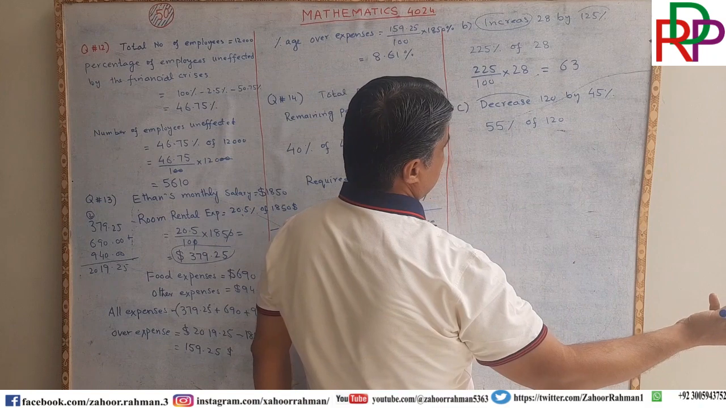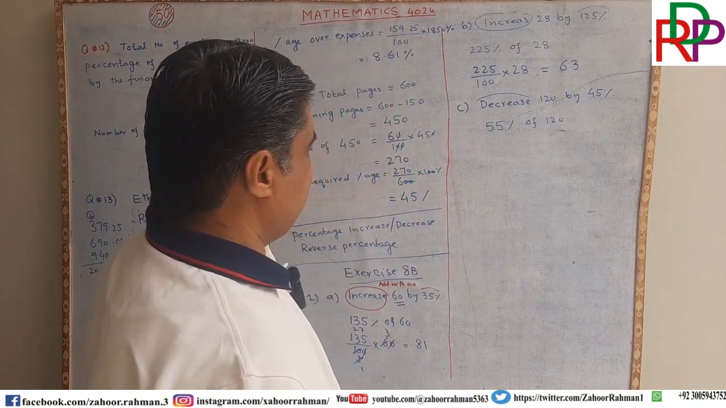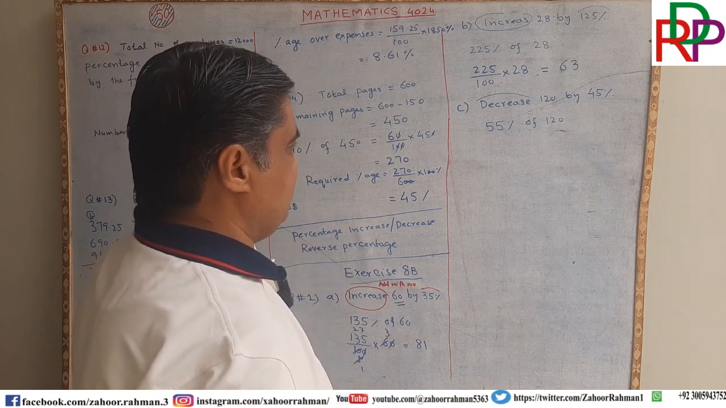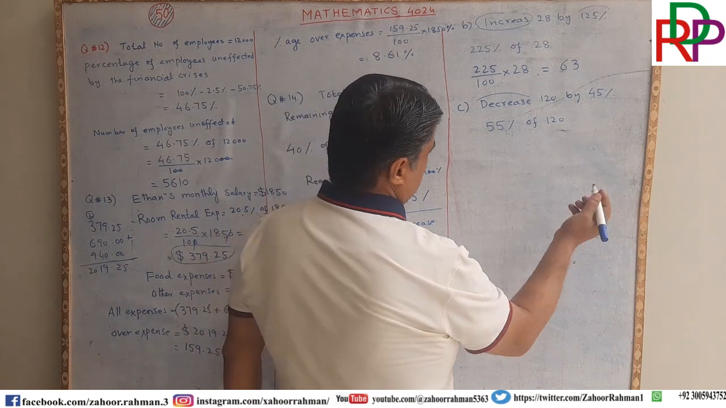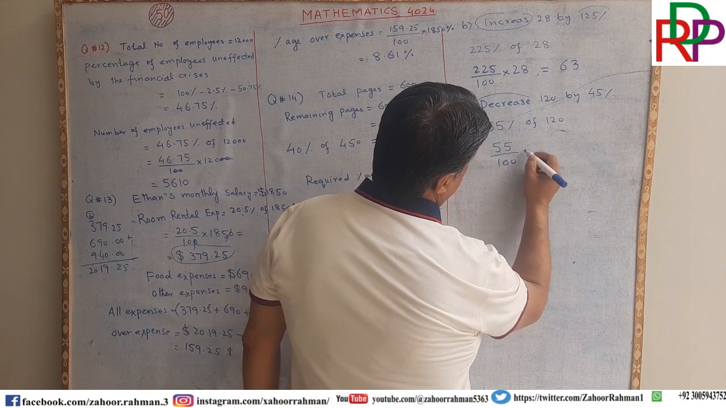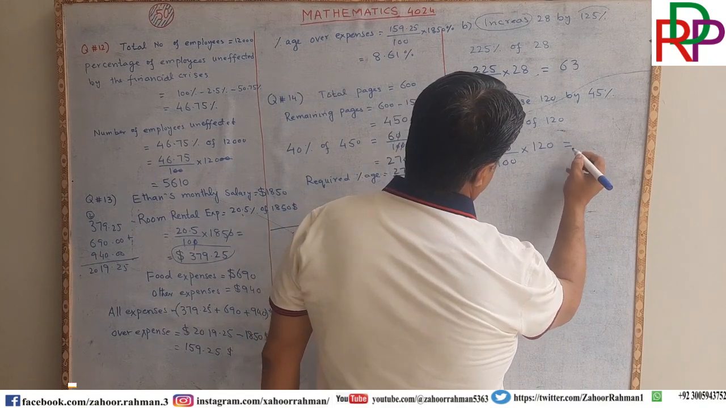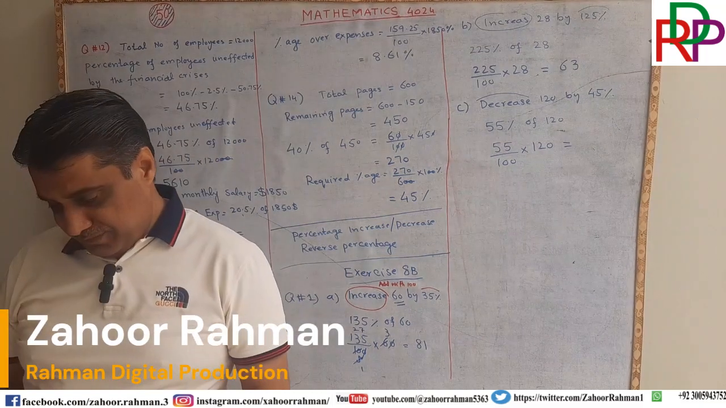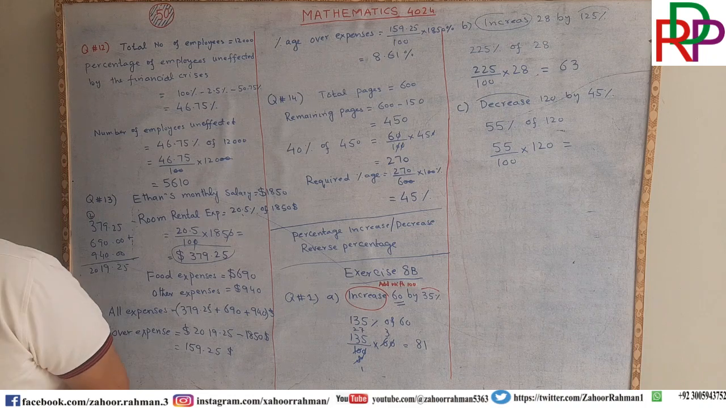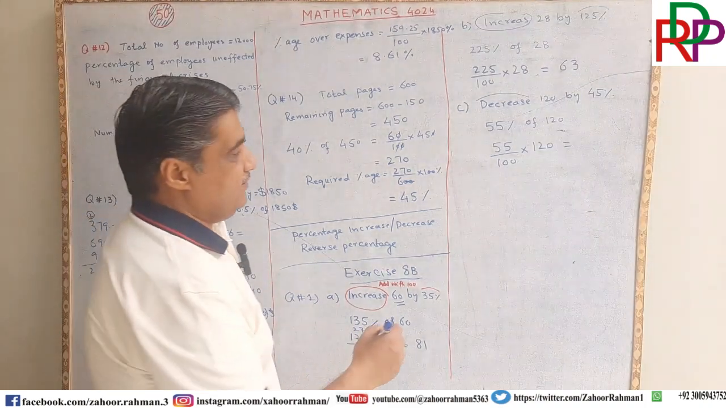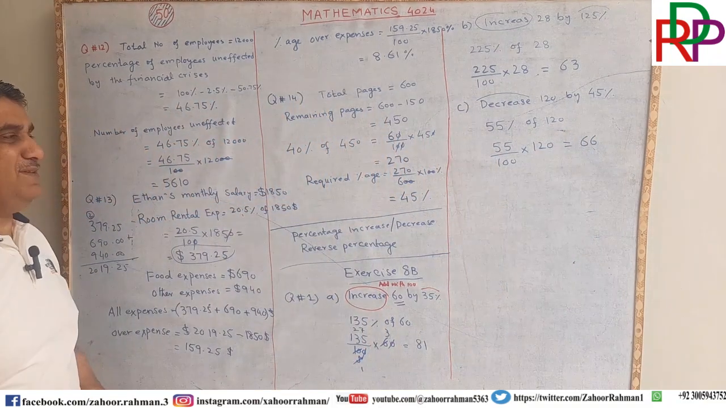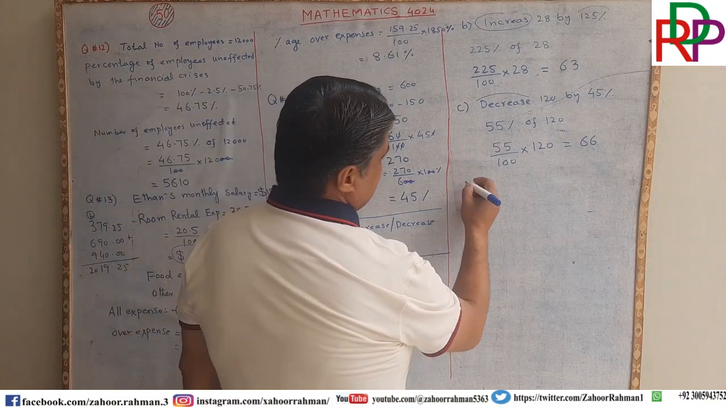The number of students decreases, the number of people in a country decreases in a year by this. So it can be anything. 55% of 120. When we are calculating it, it gives us the value of 66. So when 120 is decreased by 45%, the new value will be 66.